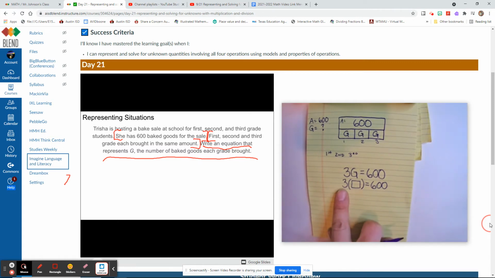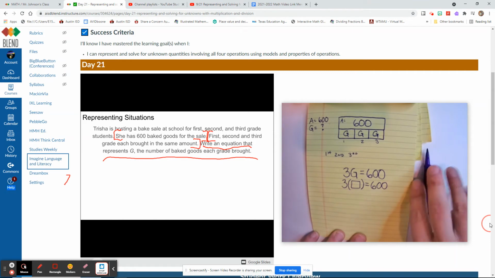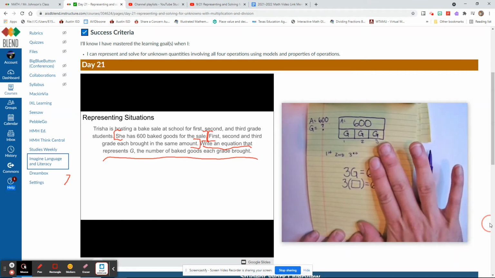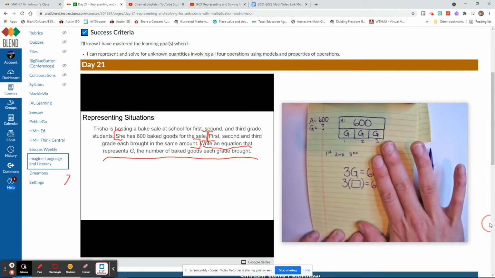Okay, so 3 times what number equals 600? All right, so if we use our zeros trick, 3 times what equals 6?